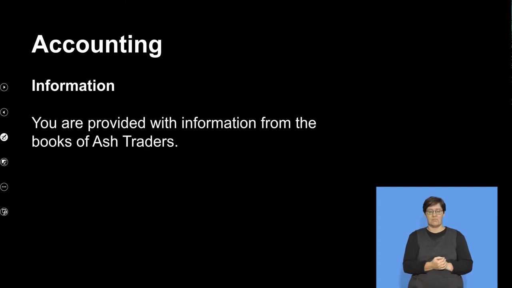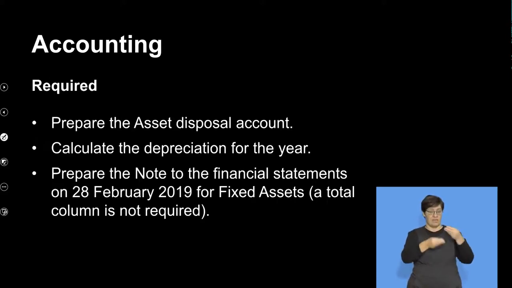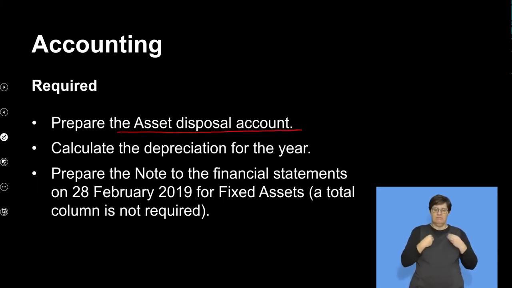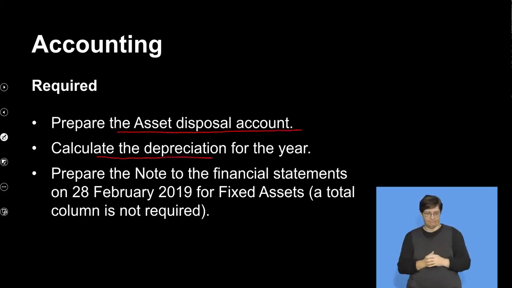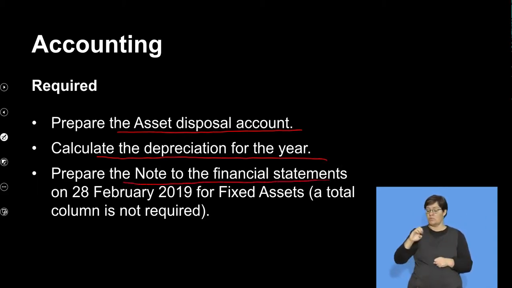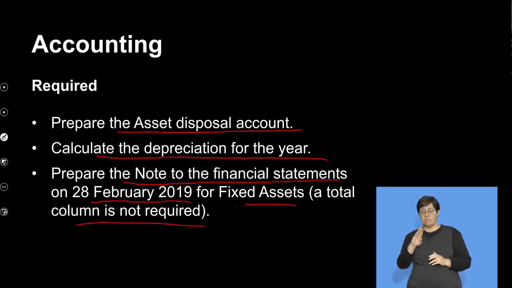Let's go into the next question. It tells us here, information. You are provided with information from the books of Ash Traders. You are expected to prepare the asset disposal account, calculate the depreciation for the year, prepare the note to the financial statement on the 28th of February 2019 for fixed assets. They're telling you that a total column is not required.